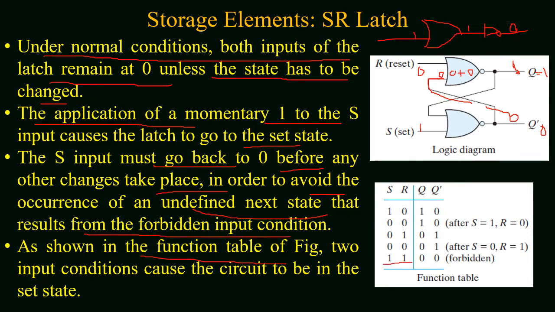If you look at the function table, two conditions cause the circuit to be in the set state. The first one is set input equal to 1 and reset input equal to 0. Once the latch is in the set state, you can change both the inputs to 0, and the latch will remain in the set state.